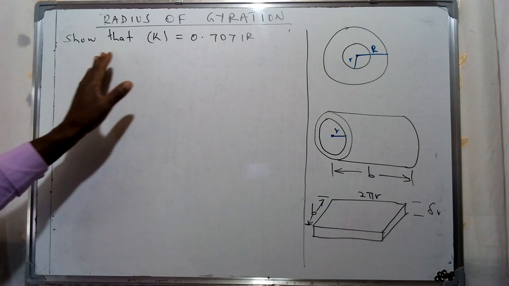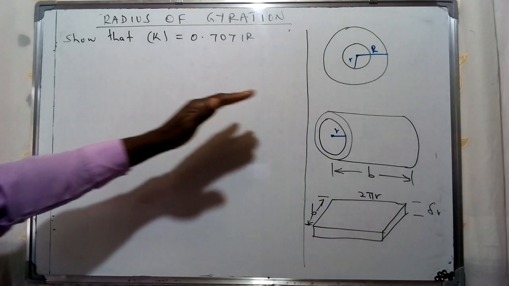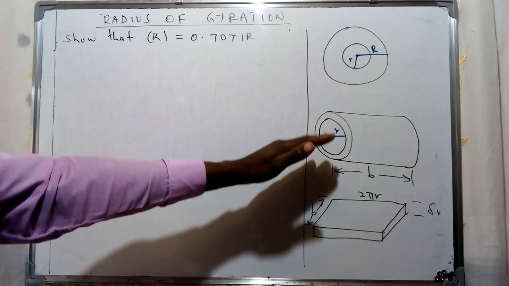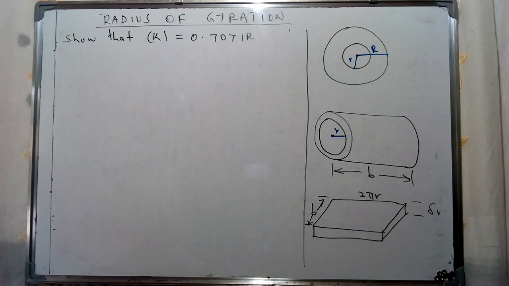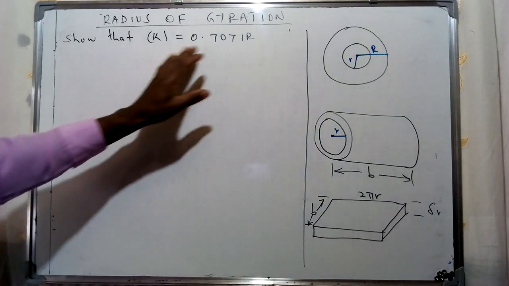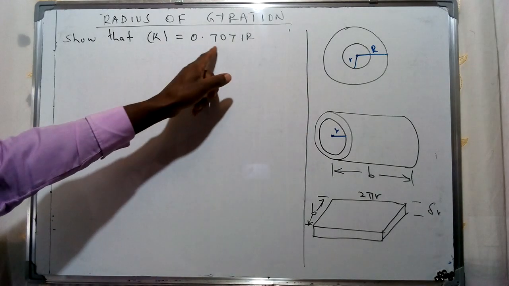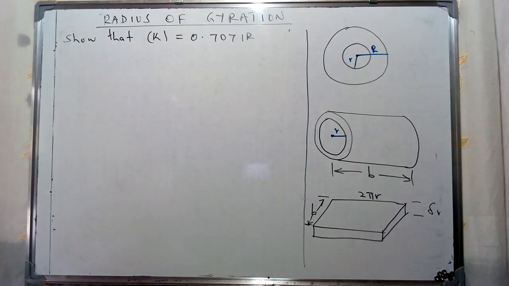Now, in this case, we are required to do an evaluation of the radius of gyration by showing that, considering this specific form of a plane disk, which we are going to be seeing, the radius of gyration of this specific disk is equivalent to 0.7071 r.